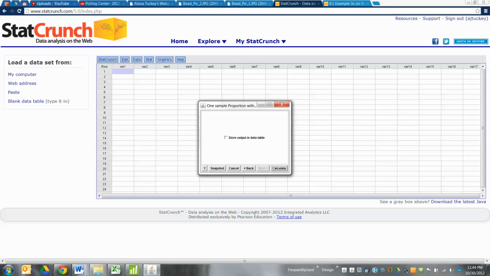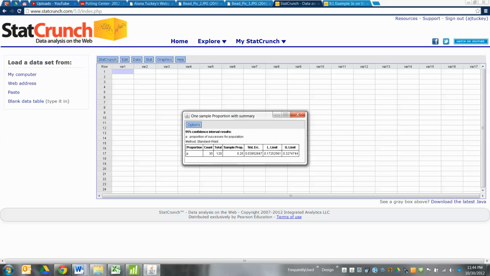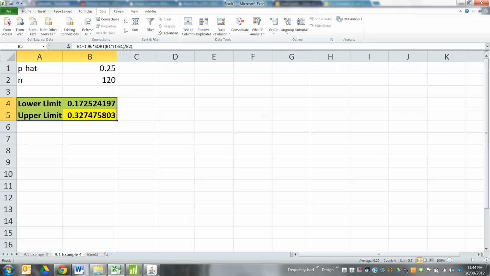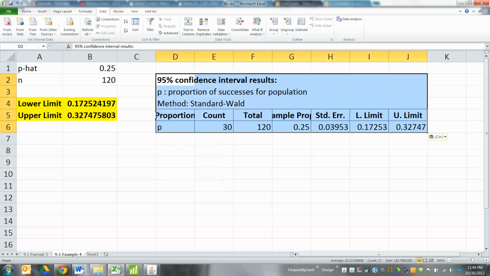Do you want to store your output in a data table? That'll put it in here, actually, which you can do or not do. I don't really care. I'm going to click Calculate. And there it is. So I can copy. Oh, thank goodness for old school copy and paste. So copy, and you can just paste it right here.